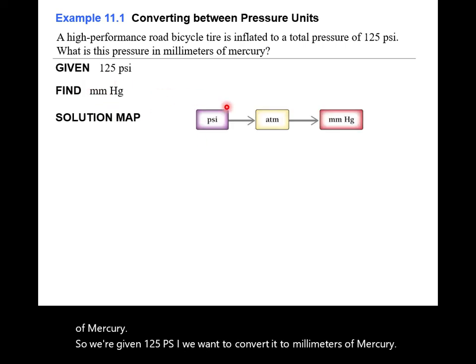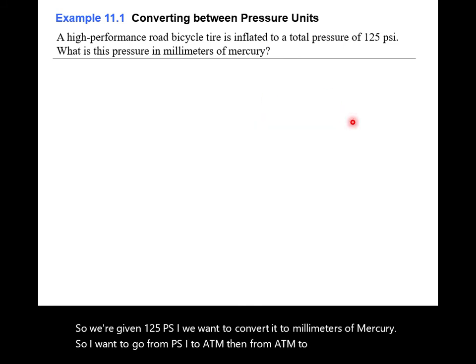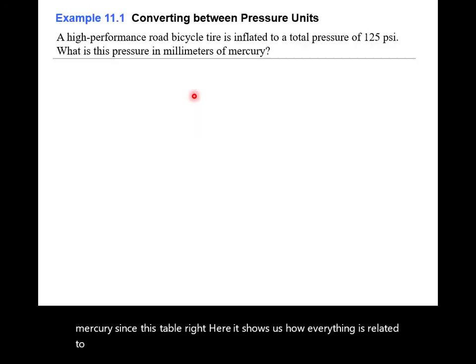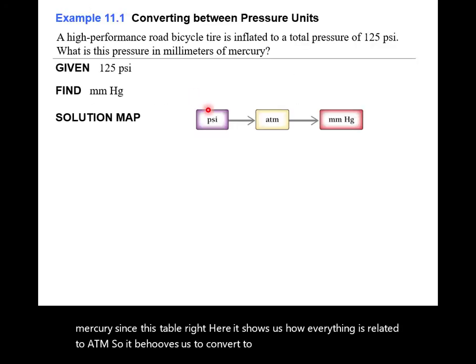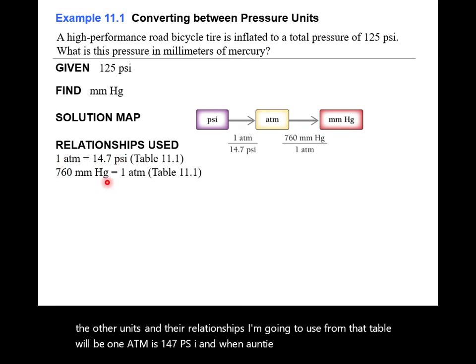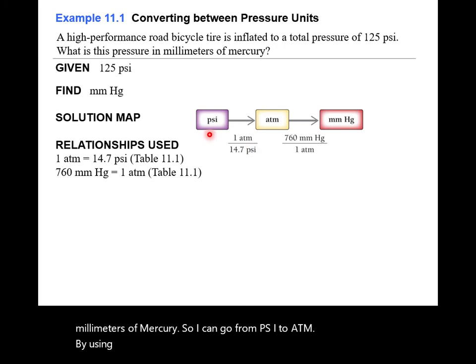So I want to go from psi to atm, then from atm to millimeters of mercury. Since this table right here shows us how everything is related to atm, it behooves us to convert to atm first, then go from atm to the other units. And the relationships I'm going to use from that table will be 1 atm is 14.7 psi and 1 atm is 760 millimeters of mercury. So I can go from psi to atm by using the following conversion factors. Since I'm starting with psi, I want psi to be in the denominator.